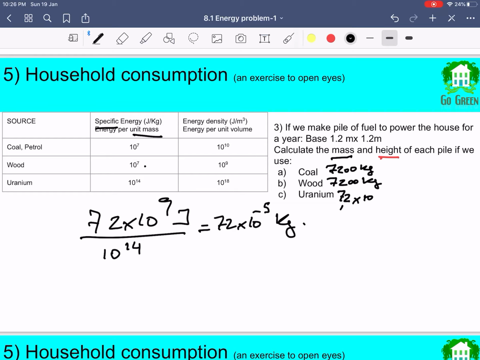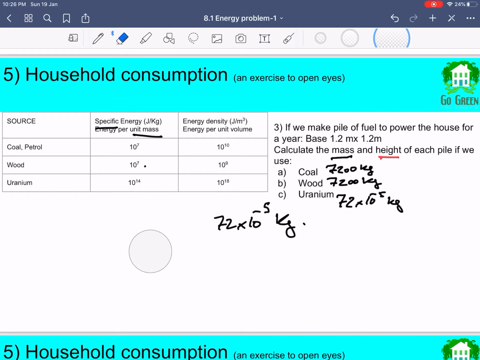Let's write it like that. 72 times 10 to the minus 5 kilograms. That is in terms of mass. Now suppose that you want to make a pile of wood.